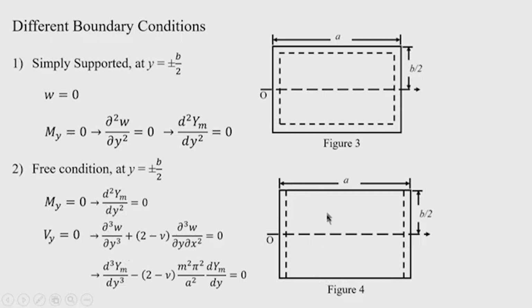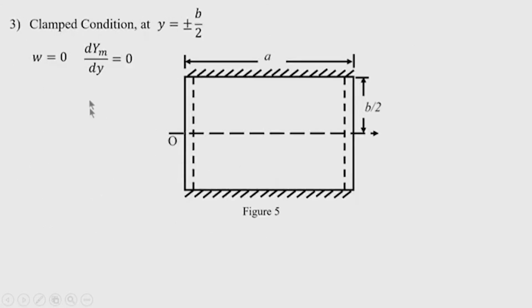So, naturally imposing two boundary conditions at the two edges, we will get two equations, and they can be solved for the two unknown constants associated with the homogeneous solution. Then at the clamped condition we have w is equal to 0 and the slope is 0, which requires that the derivative of Y_m with respect to y equal to 0, because these edges along y are clamped. So, the slope is 0 along the y direction.